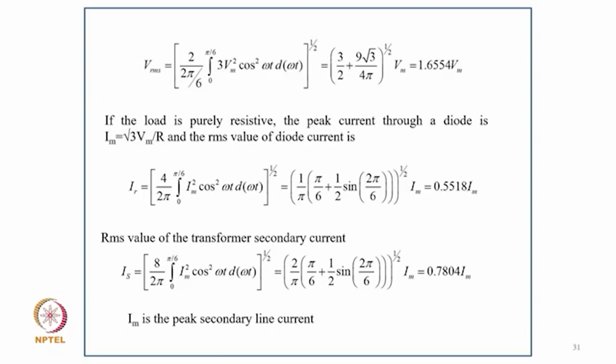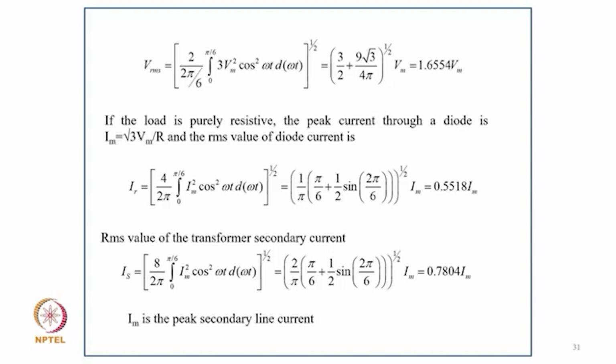And Vrms is the square root of 2 upon 2 pi by 6, integral from 0 to pi by 6, of 3 Vm square cos square omega t d omega t, and that becomes in brackets 3 by 2 plus 9 root 3 by 4 pi, to the power half, into Vm, that becomes 1.6554 Vm.